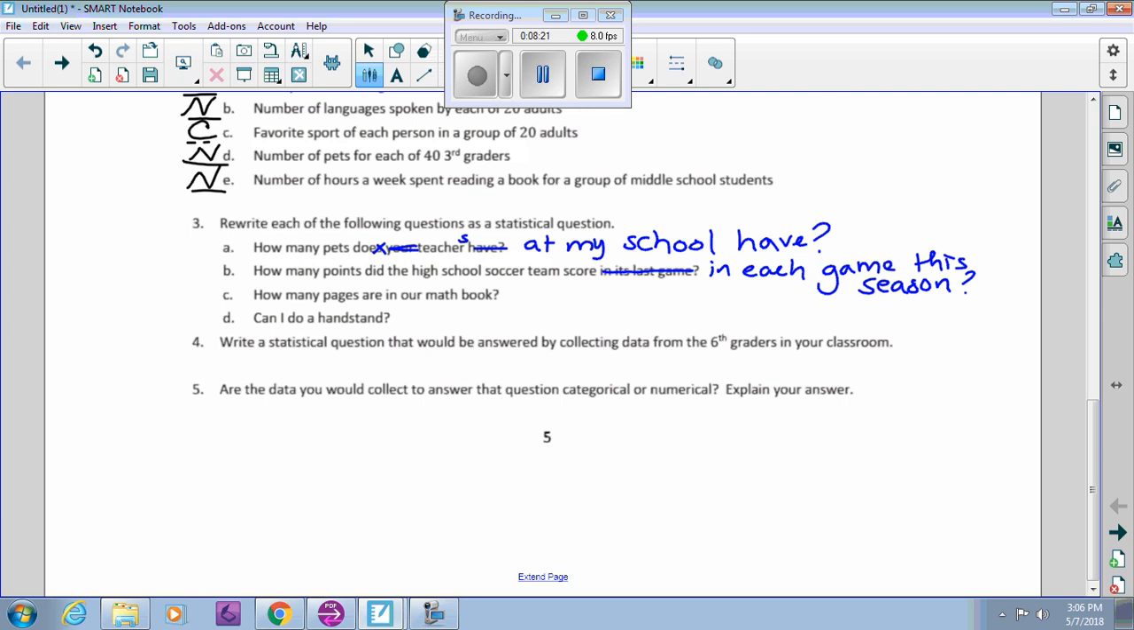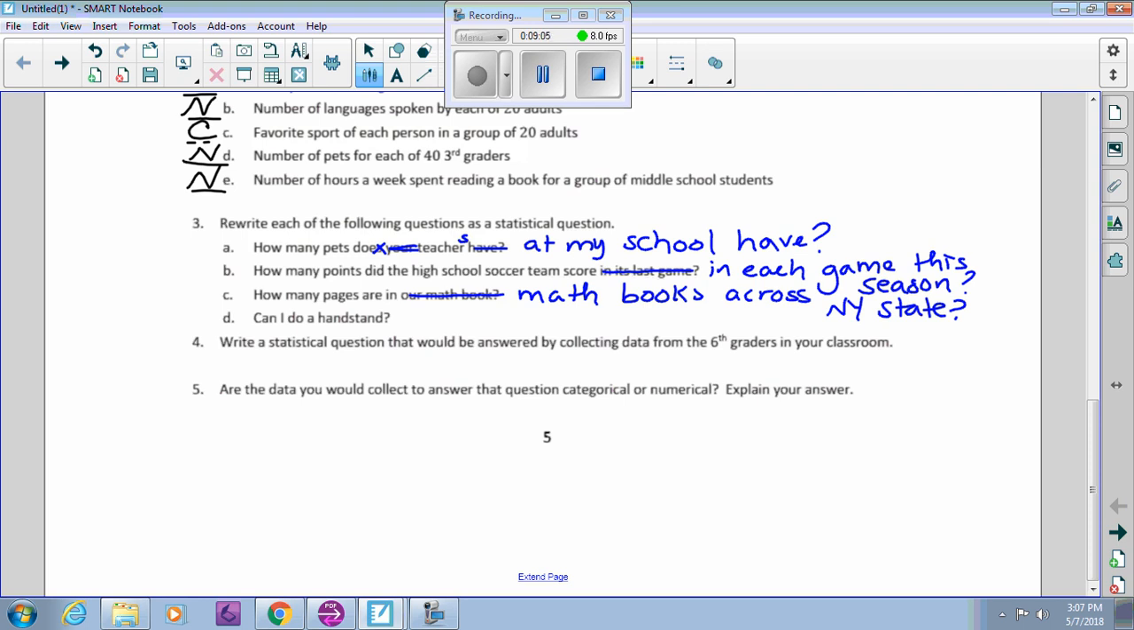Part C says, how many pages are in our math book? Well, that's just a straight answer. The answer would be the same for everybody if we just base it on our one math book. So how many pages are in math books across New York State, maybe? There's lots of different ways we could change that. So maybe your answer is different from what I gave, but looking at yours, you want to make sure you change that from just one book to a group of books.